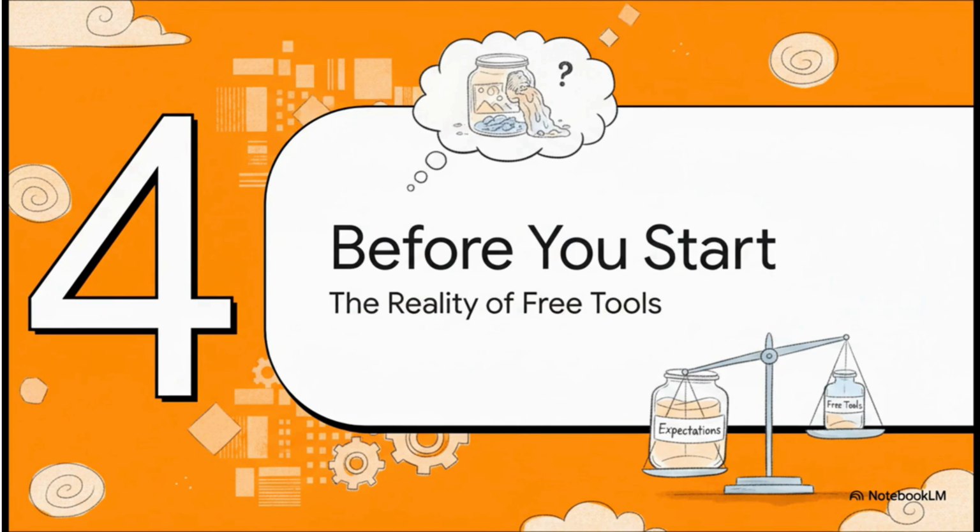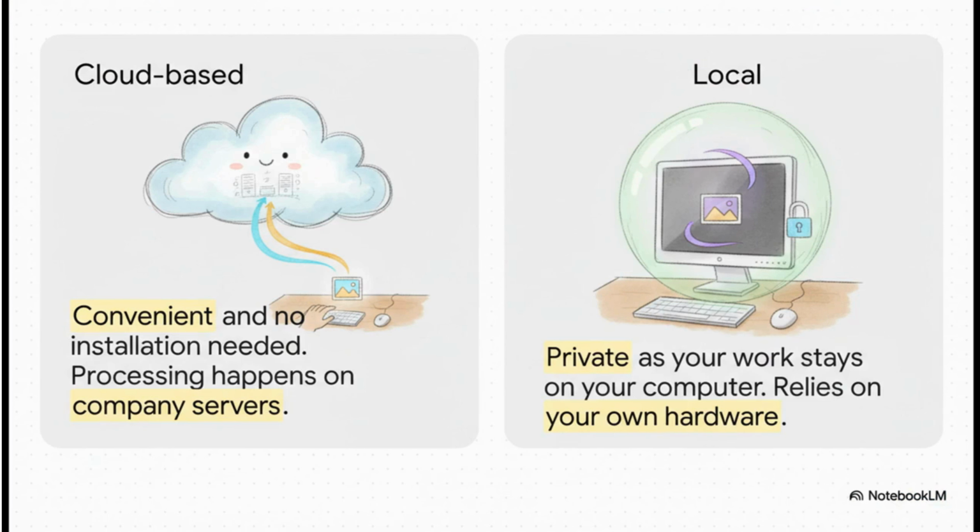Okay, before you get all excited and jump in, there are a few practical things you absolutely need to know about using these free tools. Managing expectations is really the key to getting the most out of them. First, and this is a big one, data privacy. Cloud-based tools like Bing are super convenient because all the hard work happens on their servers, but that also means your prompts and your images are sent to them. With local tools like Stable Diffusion, everything, and I mean everything, happens on your computer. It's completely private, but it does lean on your own machine's power.